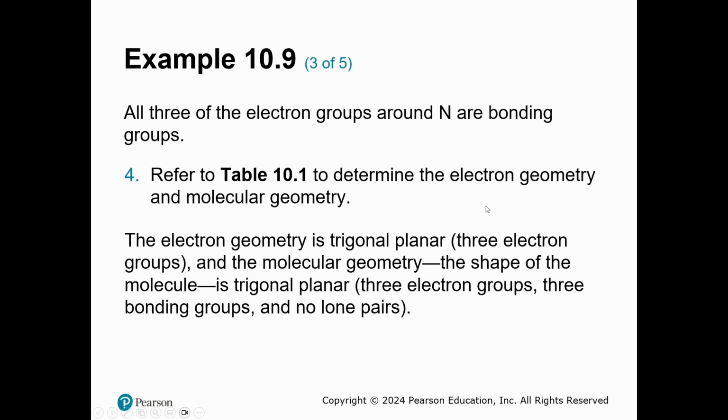Carbon bonded to one or two things is linear, to three things is trigonal planar, four things is tetrahedral. Oxygen bonded to hydrogen makes water. That's our bent shape. Nitrogen bonded to three hydrogens is ammonia. That gives us our trigonal pyramidal shape.